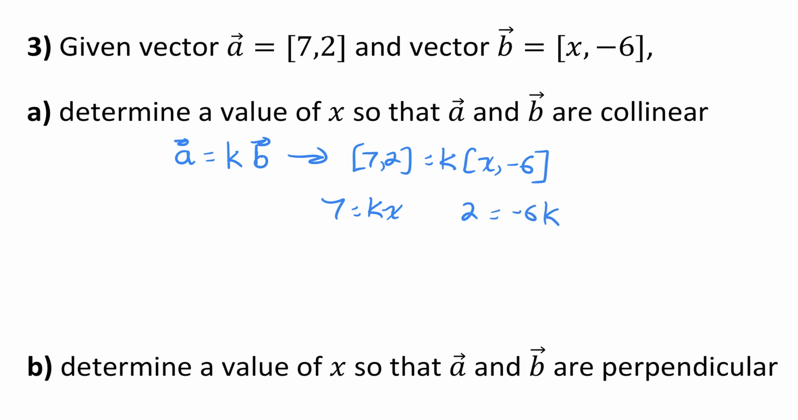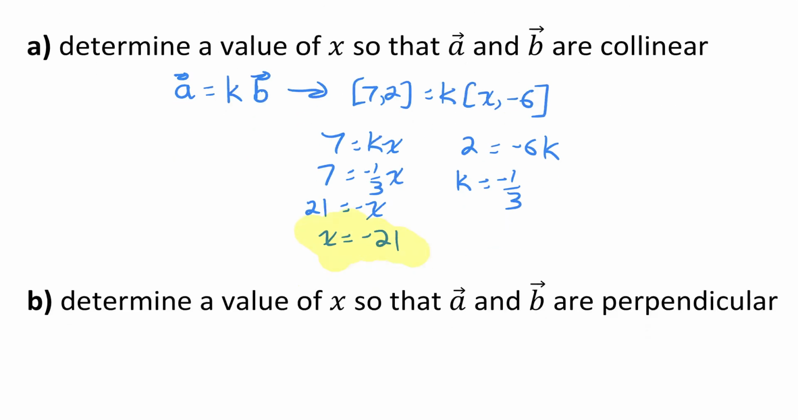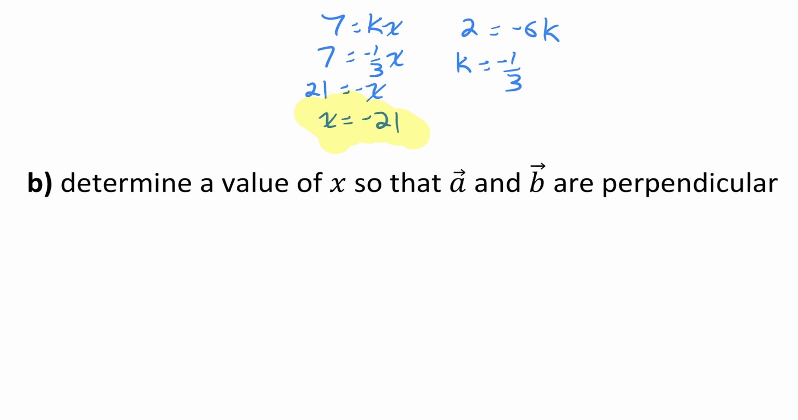Let me solve for k with the y components by dividing by the negative 6, and I get k equals negative 1/3. I will then sub that k equals negative 1/3 in for k into the equation I made from the x components and solve for x. So 7 equals negative 1/3 times x. If I multiply both sides by 3, I've got 21 equals negative x, which means x is equal to negative 21.